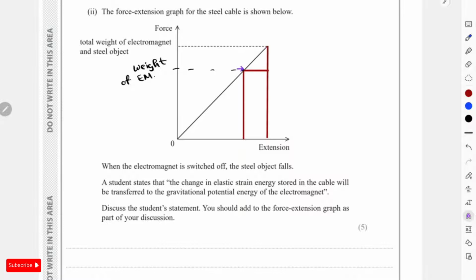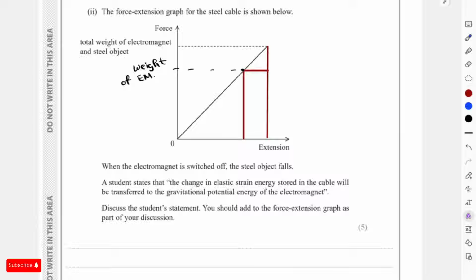So the object has been removed, but they will now recoil, right? That's why the force decreases and also the extension decreases. As you can see, when this line recoils, the extension also becomes lower. Now, this change in extension was the actual length that we're using. So what exactly happened? This amount of change in force also represents your value for elastic strain energy, right? Elastic strain energy that was actually used in order for that steel cable to recoil.